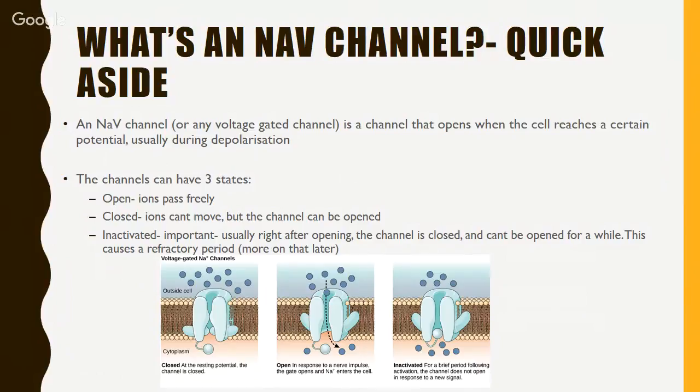So what it does is, when the cell reaches that potential, negative 55 millivolts, which we'll talk about, it just opens, yeah? It's gated by the voltage. Once the voltage reaches something it likes, it'll open that gate. Very simple. The channels have 3 states: open, closed, very simple. Open means it's open, closed means it's closed, fantastic.